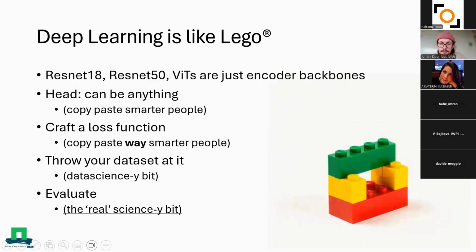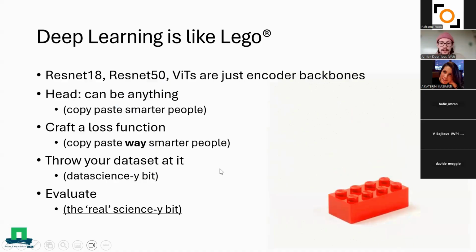Very much, deep learning is Legos. You can copy and paste many of these things, so you can have different backbones, different heads, different loss functions, different data sets and different ways to evaluate, and they can all fit together in any way you really want.